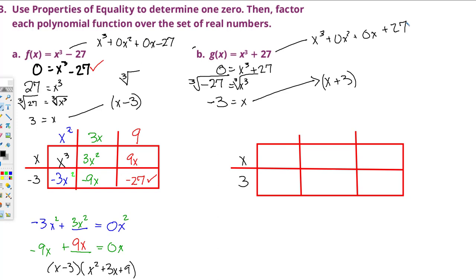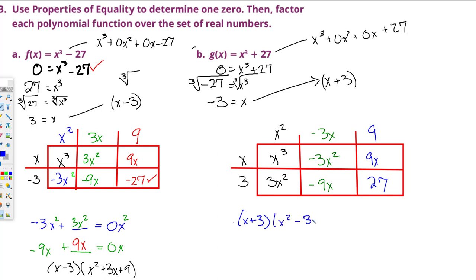I want you to go ahead and divide this. So you should have come up with the product of x plus 3 times x squared minus 3x plus 9.